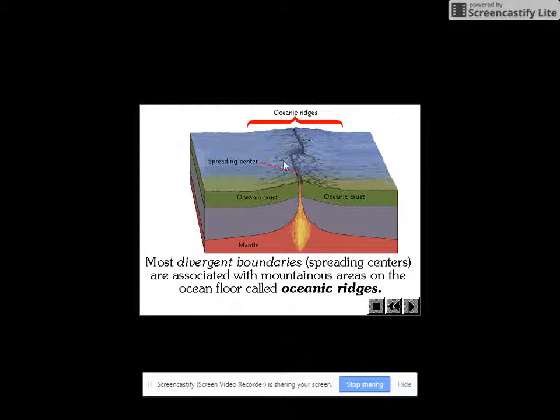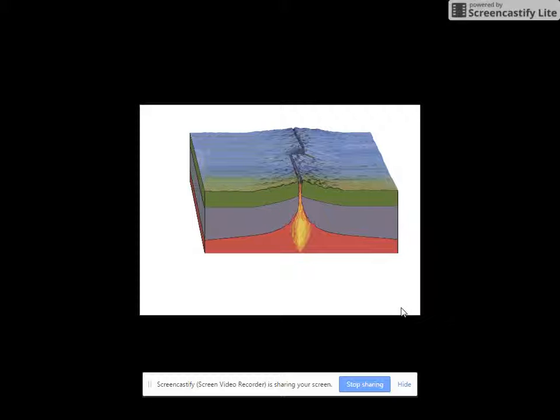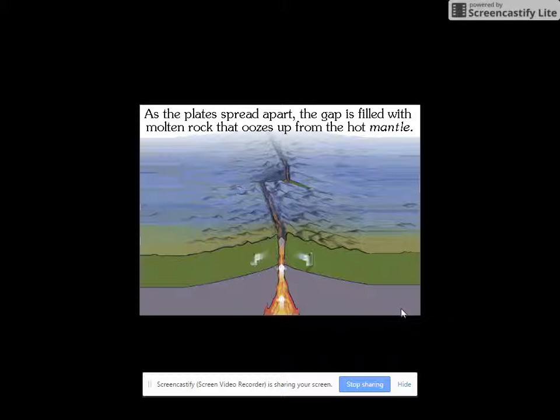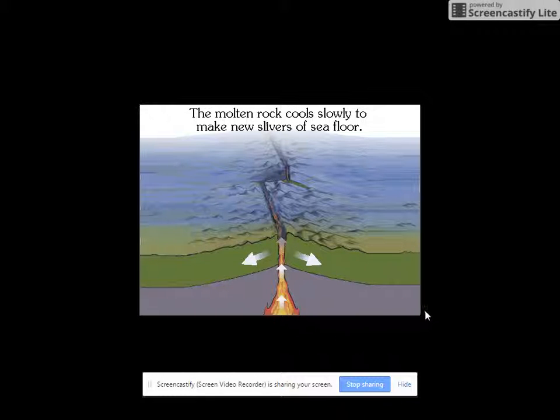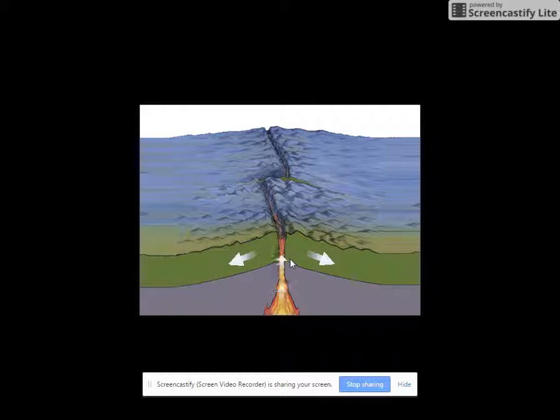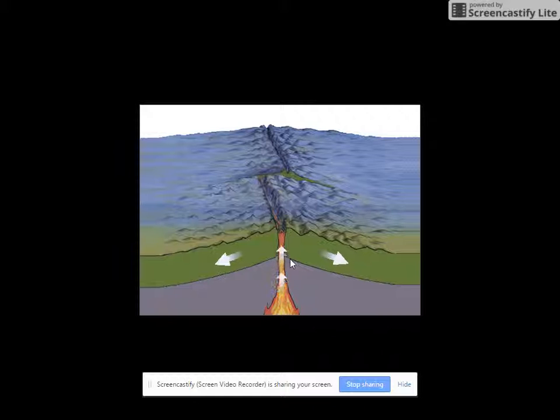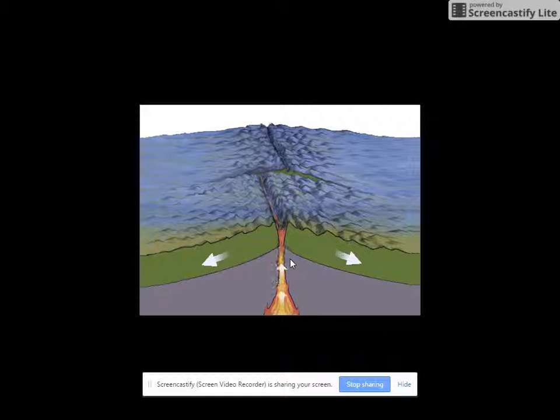So we've been talking about this area, and we've been calling them mid-ocean ridges. You'll see that rift valley that runs through the center of them. As the plates spread apart, the gap is filled with molten material that oozes up from the hot mantle, and the molten rock cools slowly to make new slivers of sea floor. And we can see that happening here. So this is a divergent boundary with sea floor spreading.